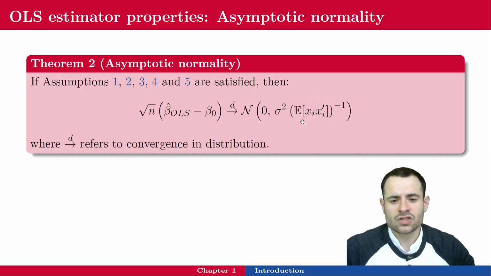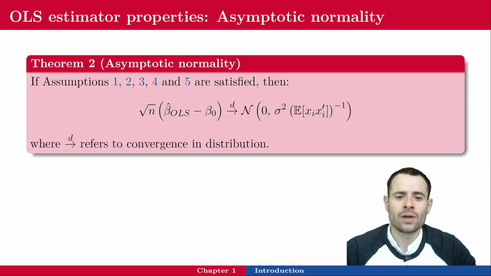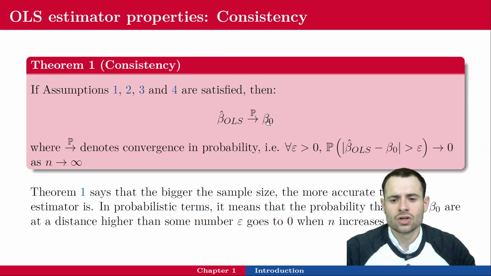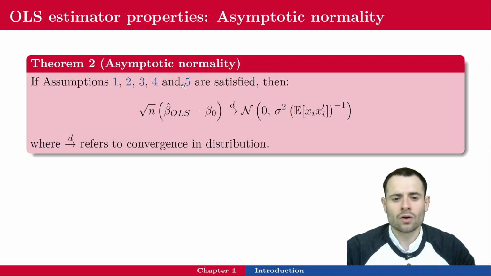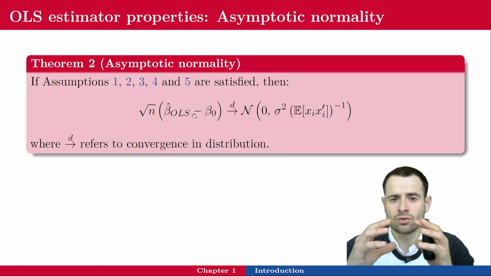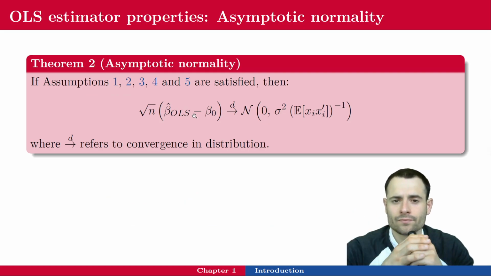Again, I won't ask you to know this by heart, but I still ask you to understand how it works. Imagine that square root of n is out of the picture. Remove it. Then, beta hat OLS minus beta 0, why would it converge to a random variable? We saw in the previous theorem that it converges to the actual number. So, one minus the other should converge to 0. Just to 0, not a random variable.